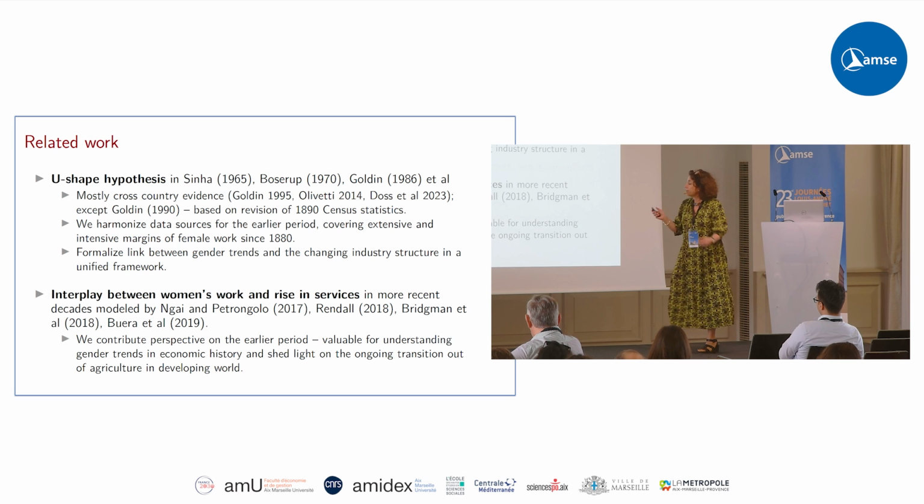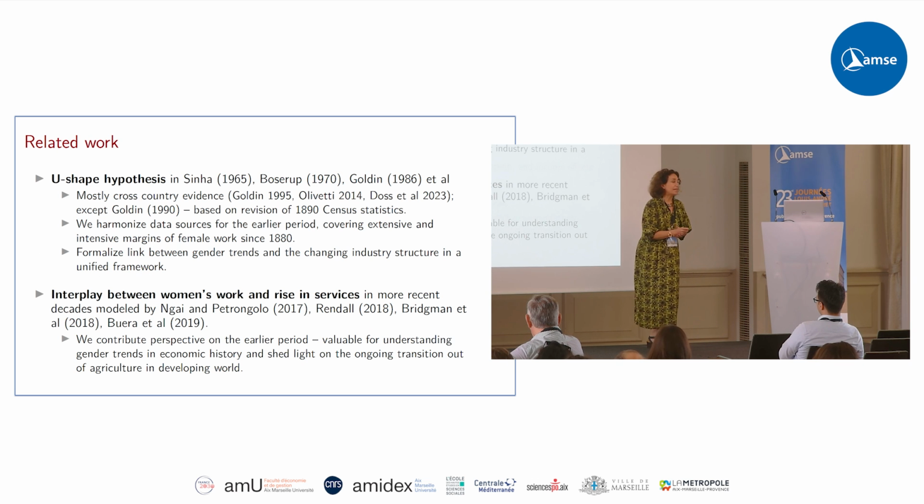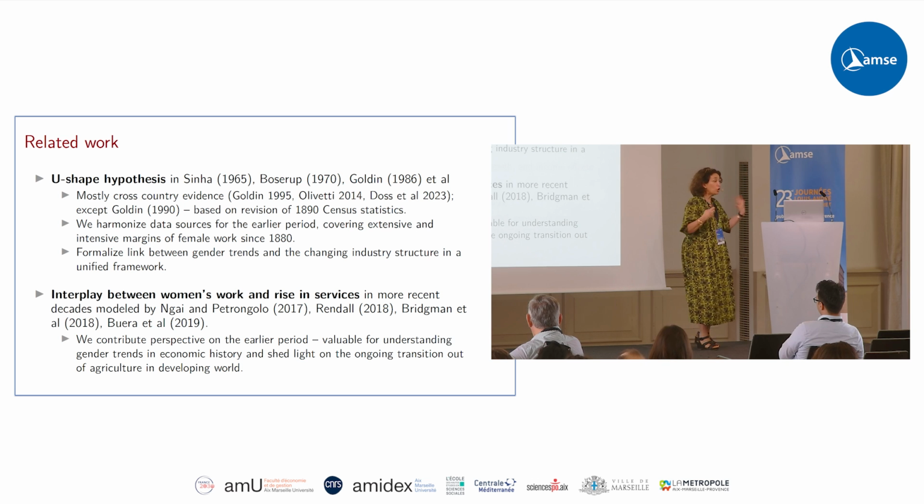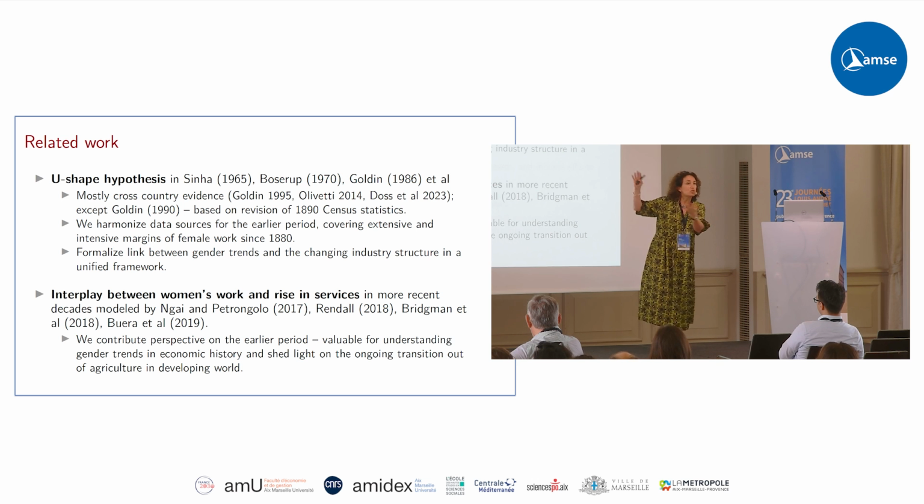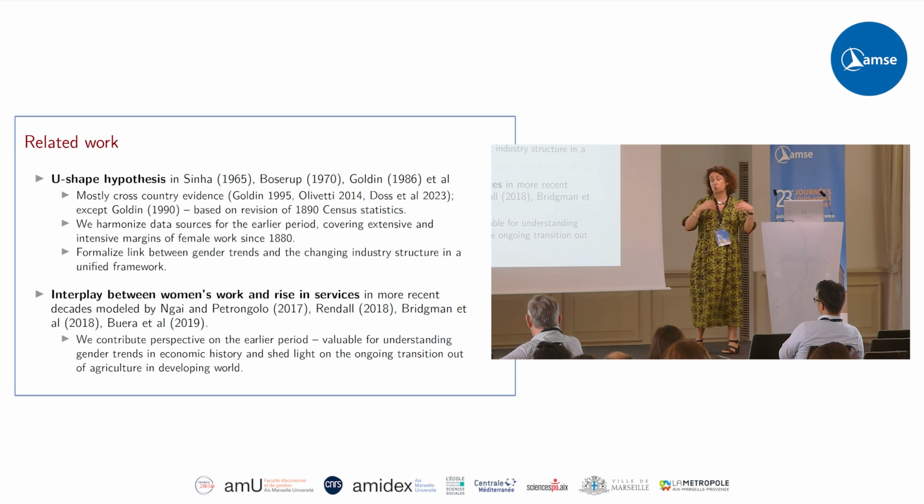Okay, there is some related work that we build upon and we hope to make a contribution to. Some is early work on the U-shape hypothesis. The U-shape idea was hypothesized in early work by Esther Boserup, Claudia Goldin, and others. And there are lots of ideas in this early work that we try to inherit in our framework. So the idea is, of course, that men and women were working a lot in agriculture. Women were especially unpaid workers in agriculture.